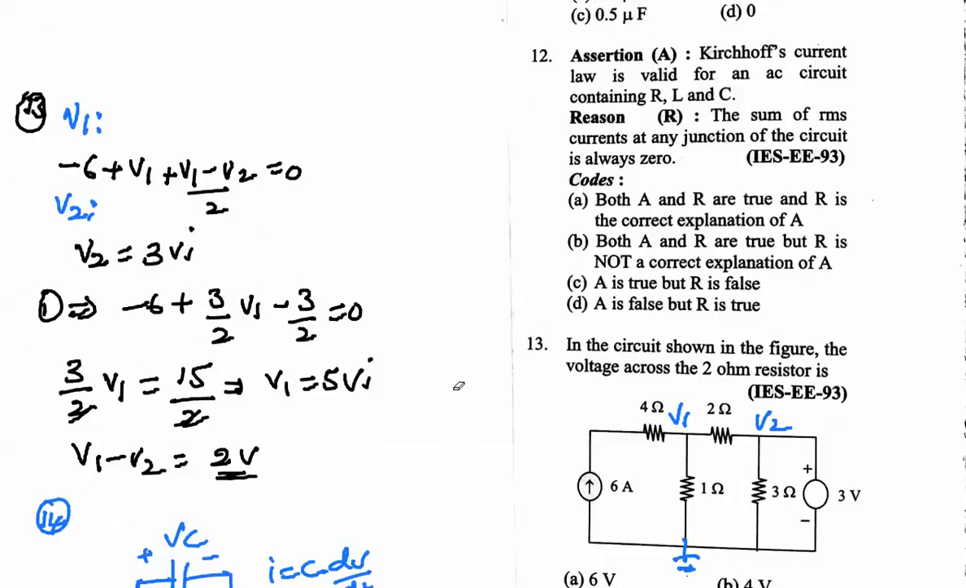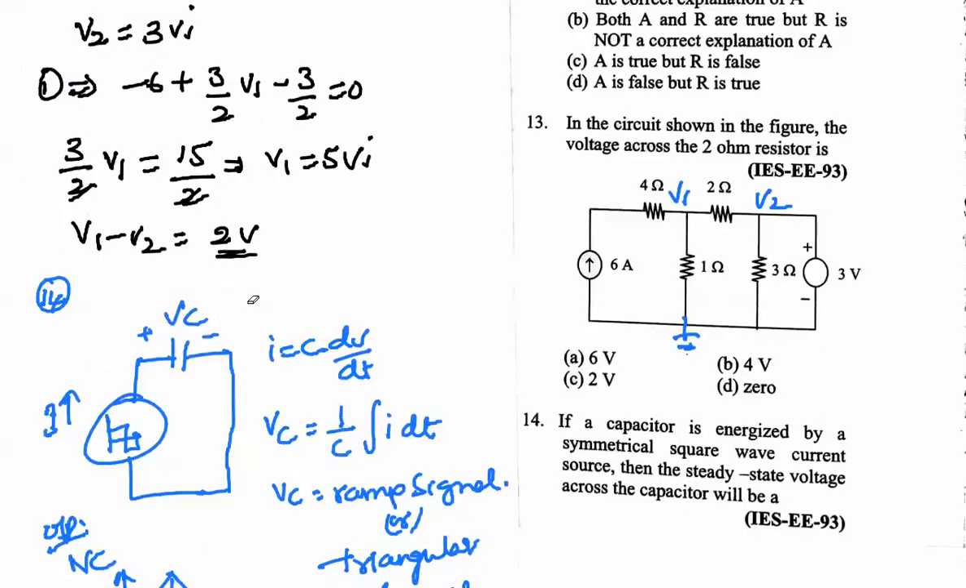Next question, 13th one. In the circuit shown in the figure, the voltage across the 2 ohm resistance is going to be. Simply by applying nodal analysis, at node 1 the current entering is minus 6 plus V1 by 1 plus V1 minus V2 by 2, and node 2 is V2 minus V1 by 2. Before solving this, V2 is nothing but 3 volts directly. By substituting this, we will get the answer as 2 volts.